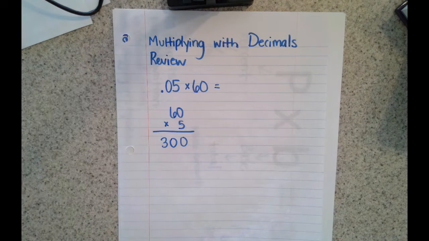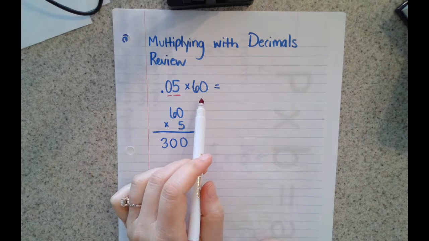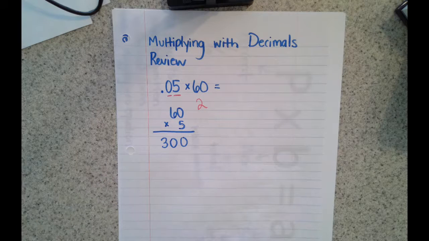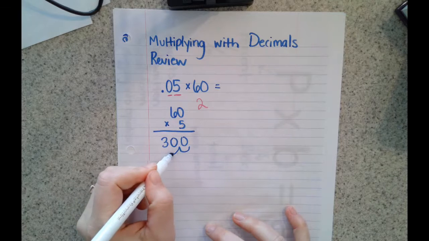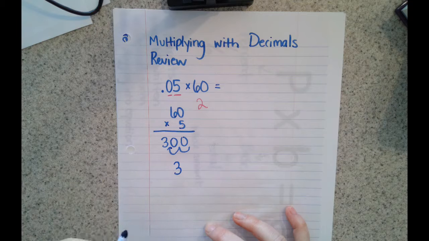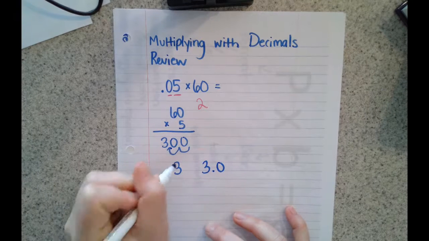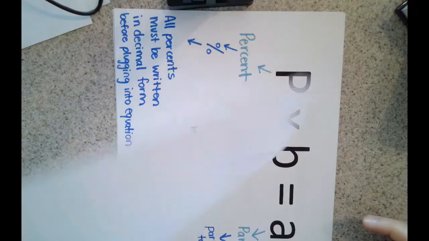Now, there are 2 digits behind the decimal in the first number. There are no digits behind the decimal in the second number. Okay, so a total of 2 digits behind the decimal, which means we move in 2 spaces, and our answer would be 3, or you could write that as 3.0. Okay, so that's a quick review of how to multiply with decimals.